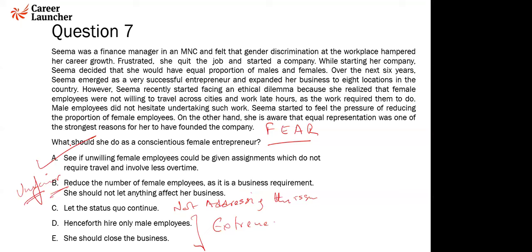You have to be rational. See, D and E are not rational. They are extreme in any case and they are irrational. C is not addressing the issue. B is being unfair to the female employees. And also it is unfair to the core philosophy of the organization. Yeah, according to consensus, it directly comes to A.